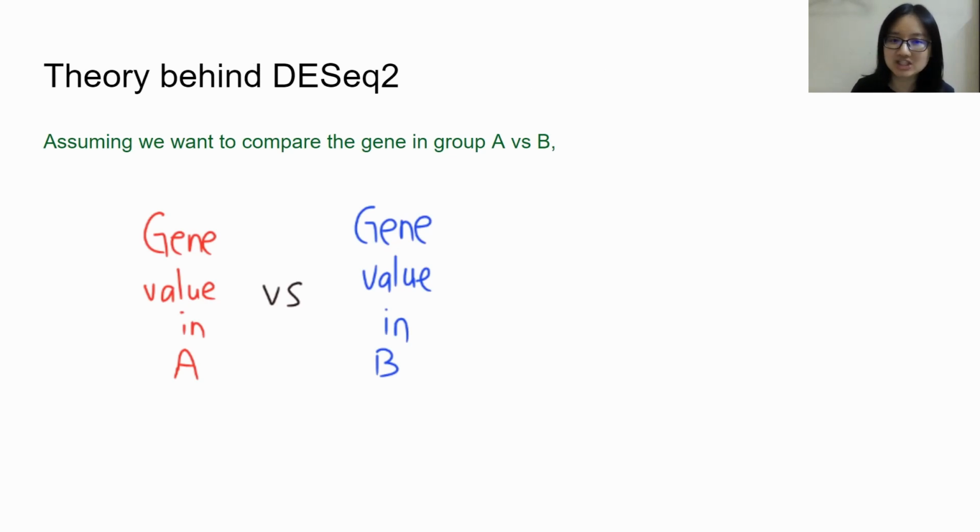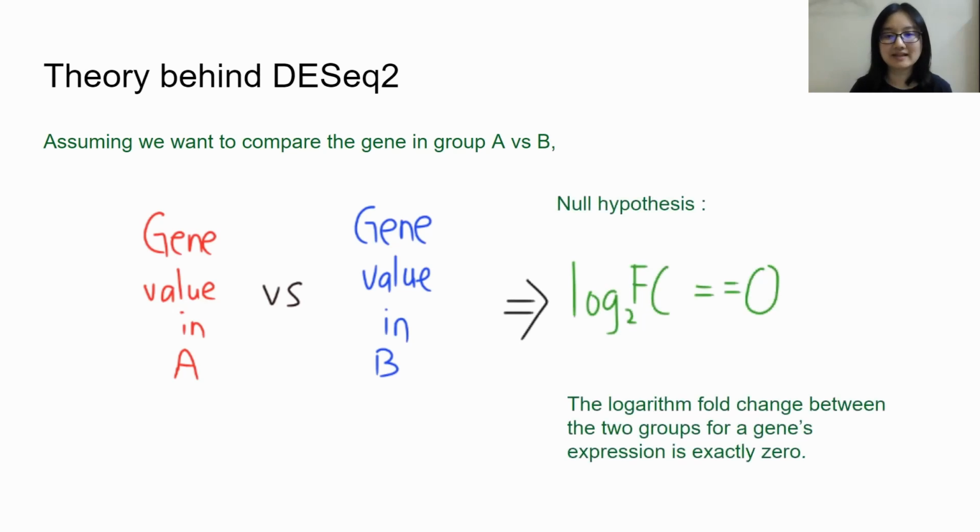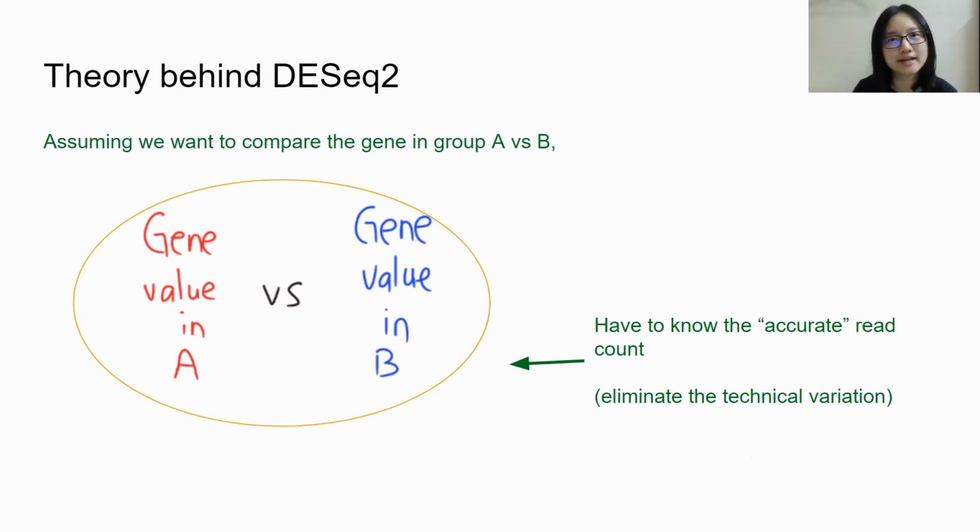Assuming we want to compare a gene in group A versus B, it is quite straightforward. We just get the log2 fold change value to see whether the log2 fold change between the groups is 0 or not. If it's 0, that means there's no difference between these two groups. But if it's more than 0 or less than 0, that means there are differences between them. So this is the thing. We want to make the null hypothesis that in the normal condition, the log2 fold change is 0.